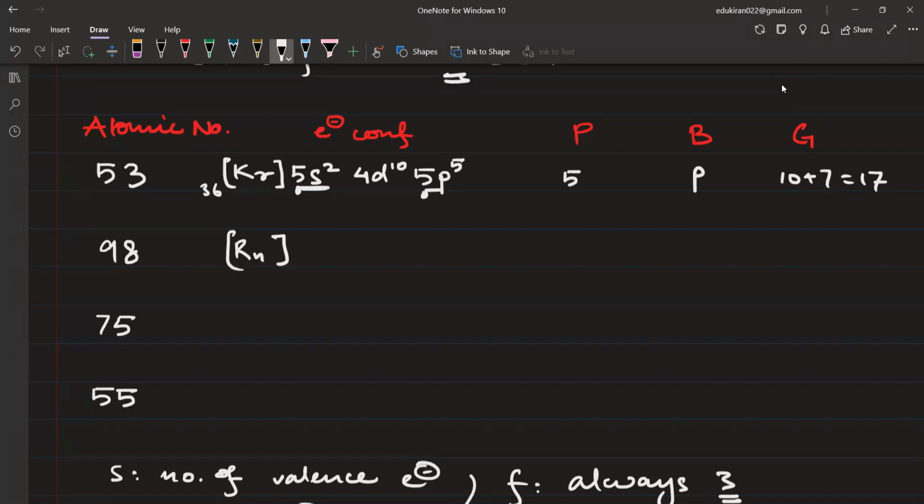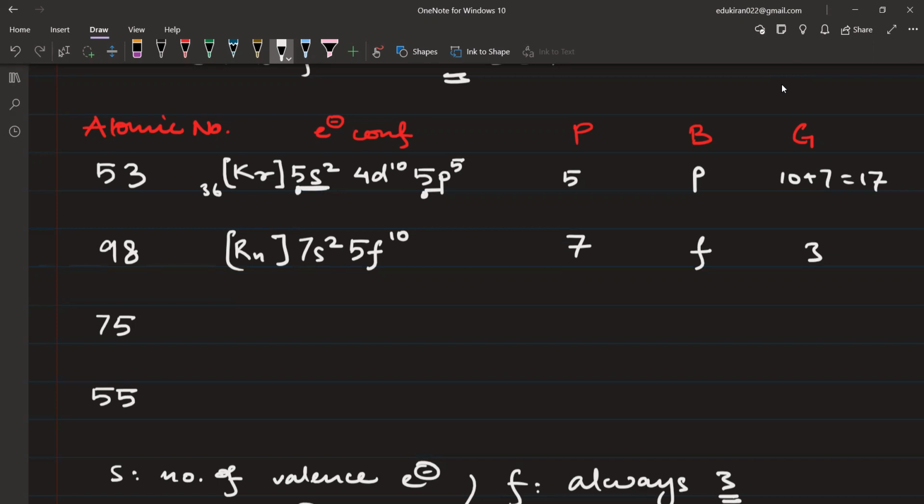What is the atomic number for radon? Tell me. 86. Correct, 86. And then we have to fill how many more? I think 12 more, right? So this is the 6th, so it will start with 7s2. And after that, we'll have 7 minus 2, that is 5f, and 5f is possible. 5f10. Okay, and then you have filled the 12 electrons. So here the period will be 7, the block will be f, and the group for f is always 3. So this will be 3.